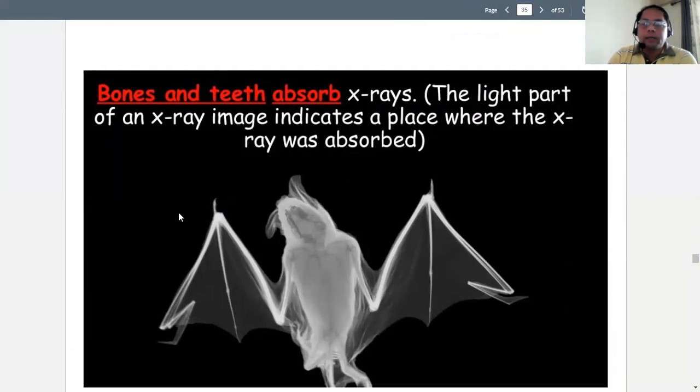Okay, so we can absorb it. So you notice that when you go into X-rays, there is a technician, we call it a radiologist or radio technician. They put on a covering.